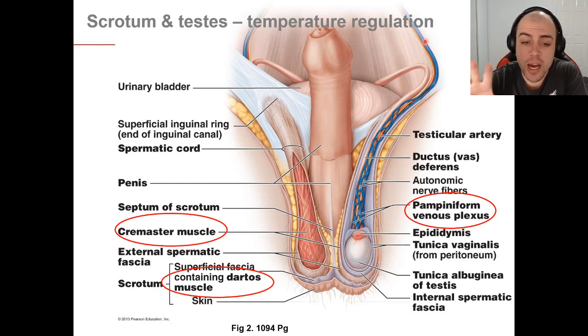So I would expect you guys to know these three things especially, okay? I would expect you to know the pampiniform venous plexus, the cremaster muscle, and the dartos muscle. And I would also expect you to be able to understand how they help to control or thermoregulate the testes.